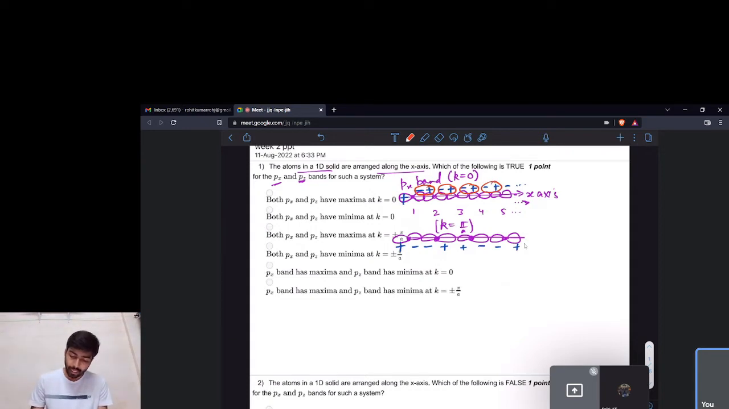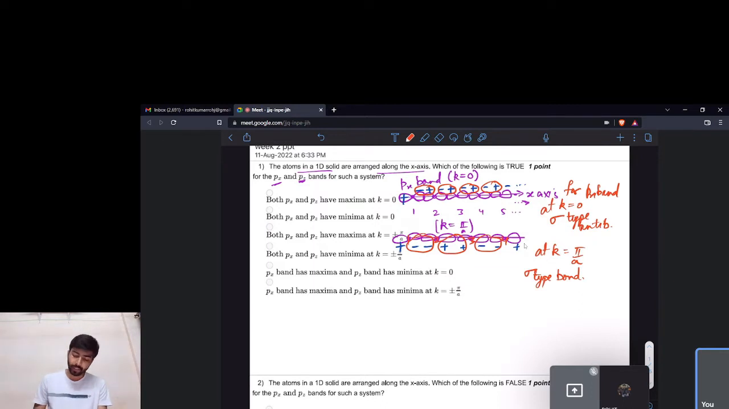So let me say for px band, at k is equal to 0, we have sigma type anti-bonding state, and at k is equal to pi by a, we have bonding interaction. Say this is atom 1, 2, 3 and 4 and so on. We have bonding interaction between 1 and 2, bonding between 2 and 3, bonding between 3 and 4. So at k is equal to pi by a, we have sigma type bonding interaction.